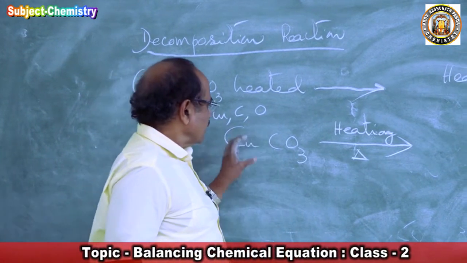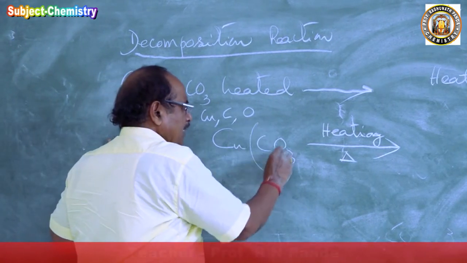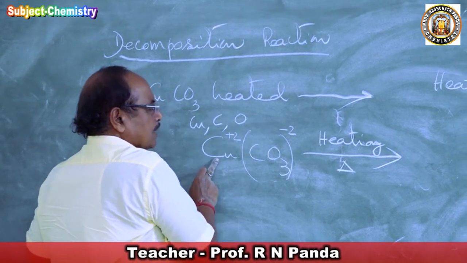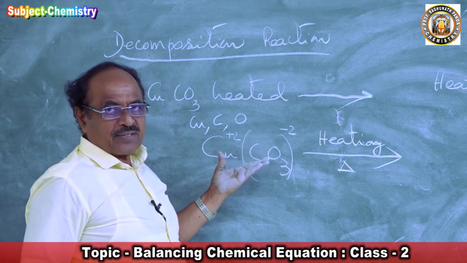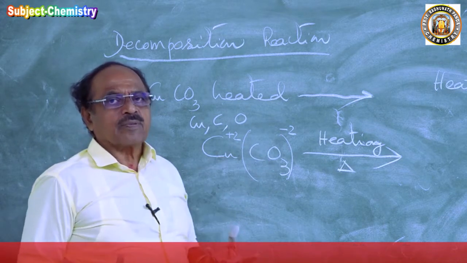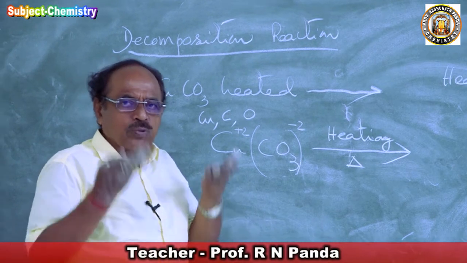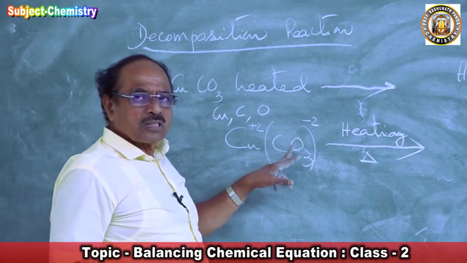So I am heating this. Copper is the basic radical here, carbonate is -2, and copper is +2. This is a positive ion, this is a negative ion. They are attracted towards each other and copper carbonate is solid. Now I am heating, which means I am giving energy, so copper will come out, carbon will come out, oxygen will come out.